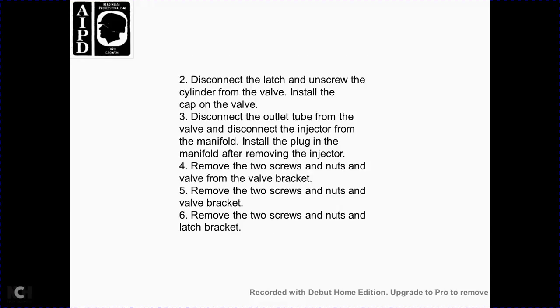Disconnect the latch and unscrew the cylinder from the valve, then install the cap of the valve. Disconnect the outlet tube from the valve and the injector from the manifold, and install the plug of the manifold. After removing the injector, remove the 2 screws with the nuts of the valve bracket, and remove the 2 screws with the nuts of the latch bracket.